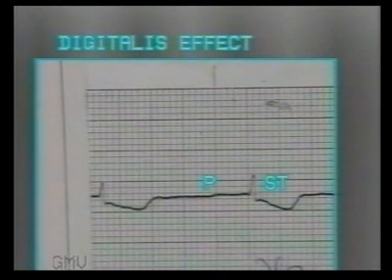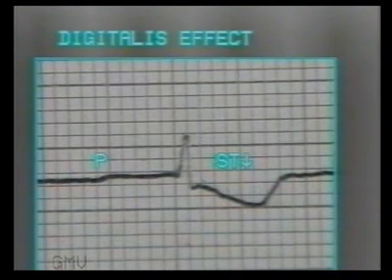In this ECG, note the typical ST depression and also other effects of digitalis, that is prolonged PR interval and bradycardia. Note again in close-up view, prolonged PR interval, typical ST depression and flat T wave.